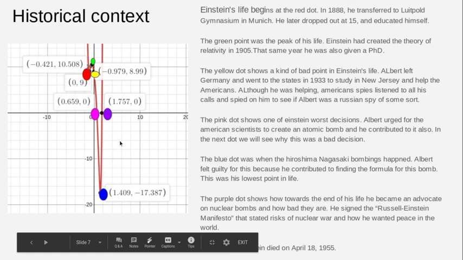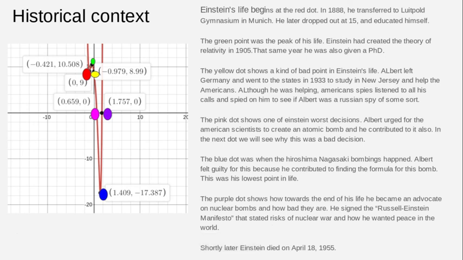Then we move up to the purple dot. The purple dot shows how, towards the end of his life, he became an advocate against nuclear bombs and how bad they are. He signed the Russell-Einstein Manifesto that stated the risk of nuclear war and how he wanted peace in the world. Albert Einstein died on April 18, 1955, and he lived a wonderful life.